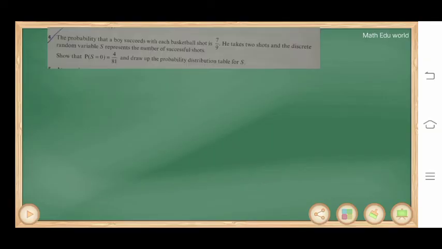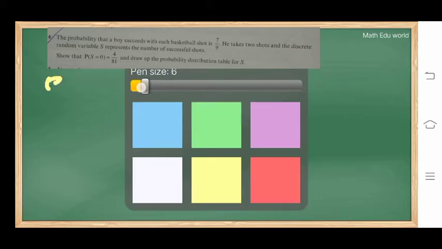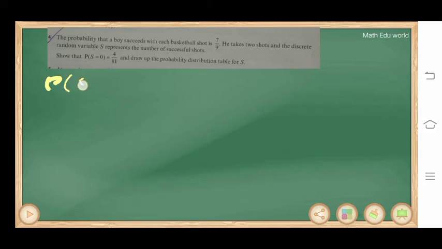So when you analyze this question, the probability that a boy succeeds with each basketball shot is 7 by 9. So probability to succeed each basketball shot is 7 over 9. He takes 2 shots. So this question is dealt with 2 shots.